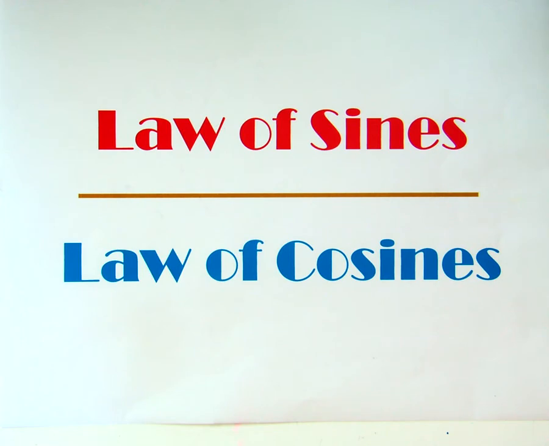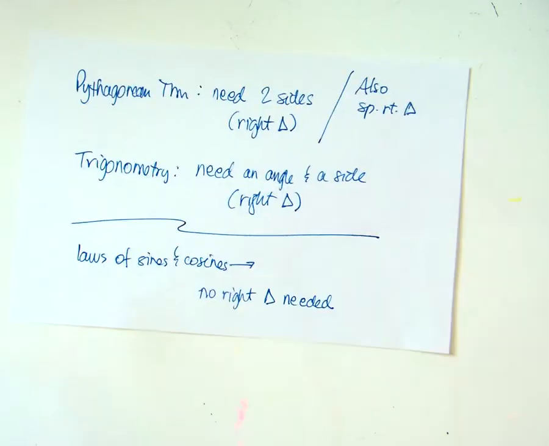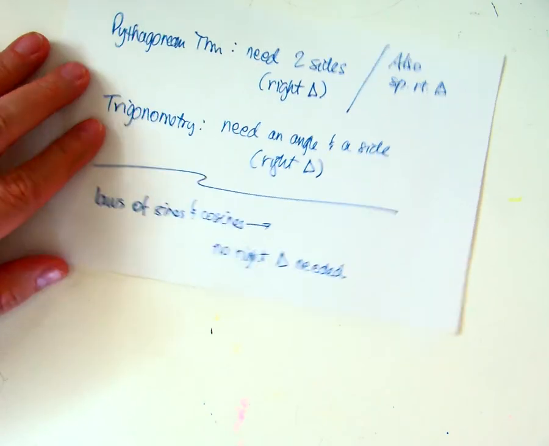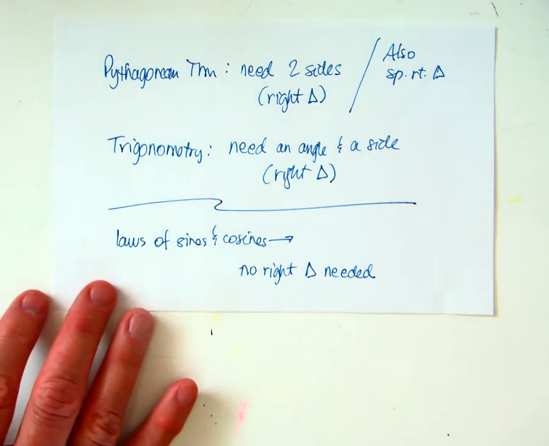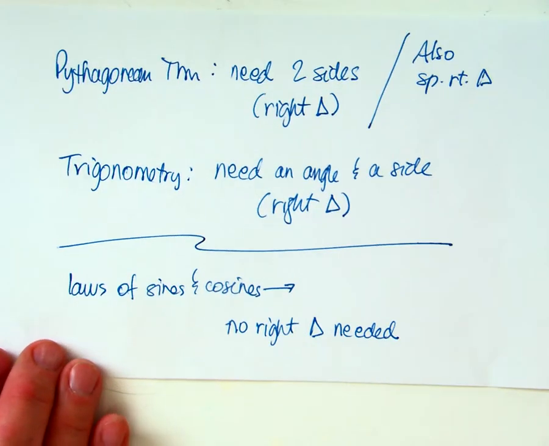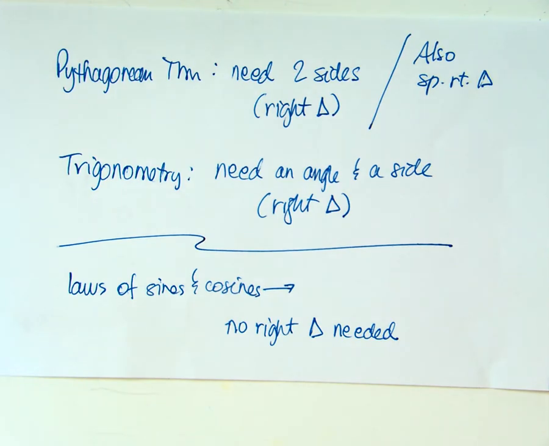This is a high school geometry lesson on the law of sines and the law of cosines. First off, let's remind ourselves about right triangles. Remember that trigonometry has all to do with right triangles. If you've got two sides of a right triangle, the easiest way is probably going to just be to use the Pythagorean theorem.